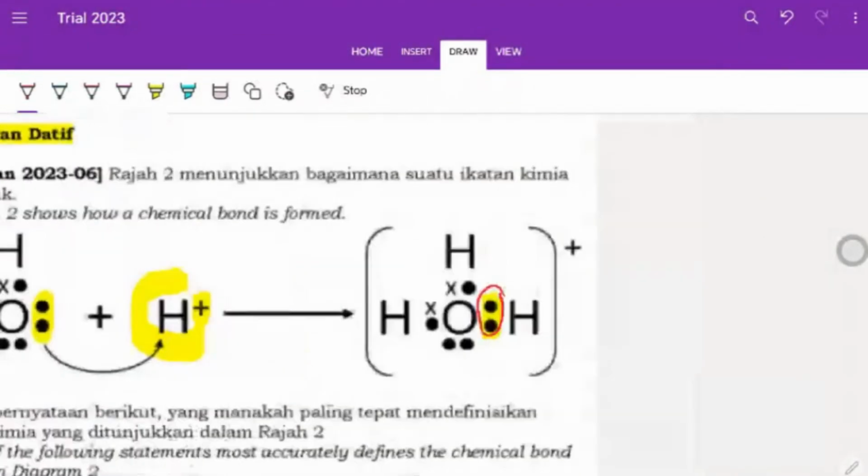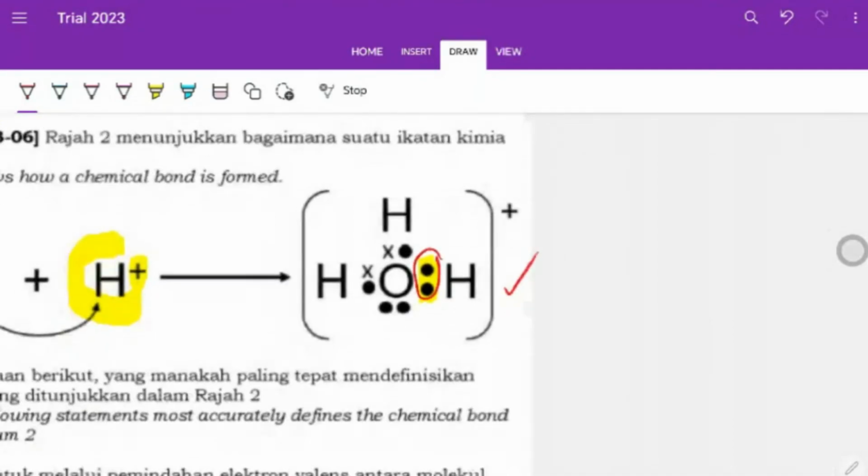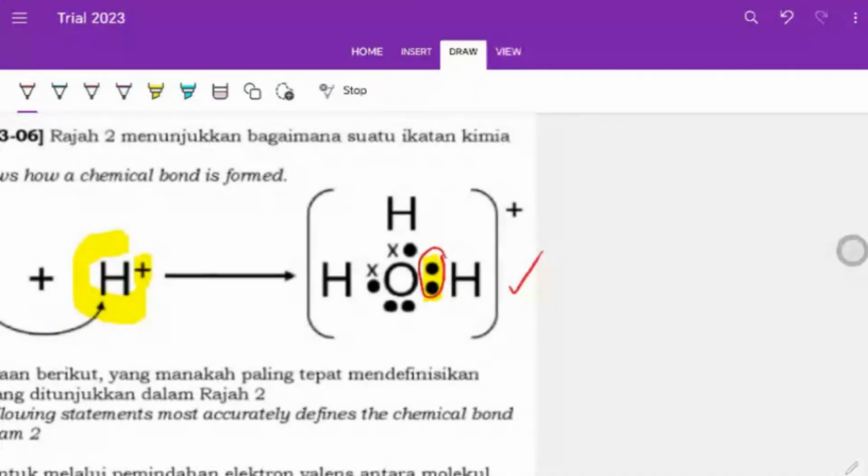So class, I already mentioned in the class, they will use only 2 examples of dative bond. One is this one. What is this called? Anyone know?